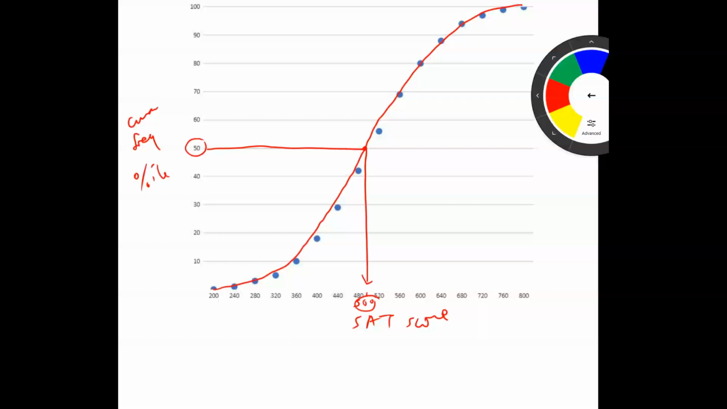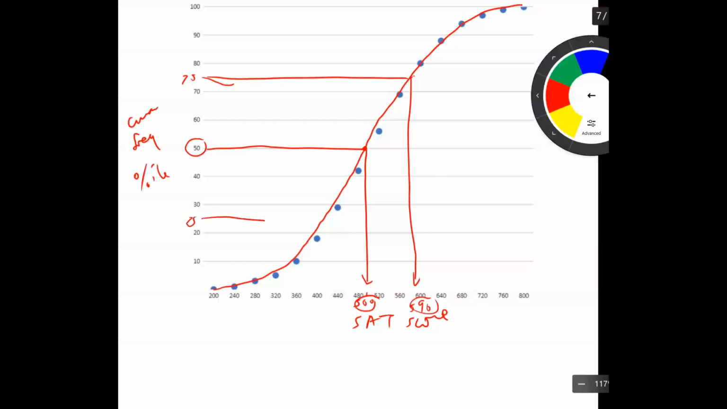What about the third quartile, which is the 75th percentile? The 75th percentile I can find using the same method. And it looks like the 75th percentile would be about 590. Okay? What about the 25th percentile? The 25th percentile looks like it would be about 400. Okay? The minimum, of course, is 200. The maximum, of course, is 800.